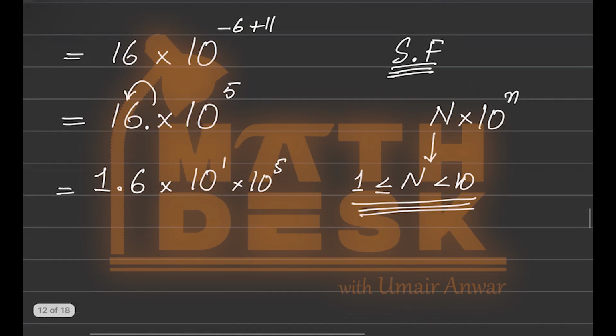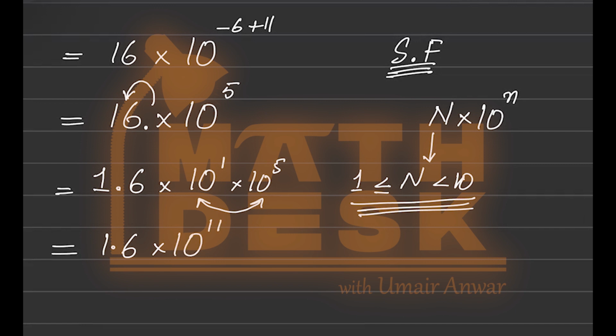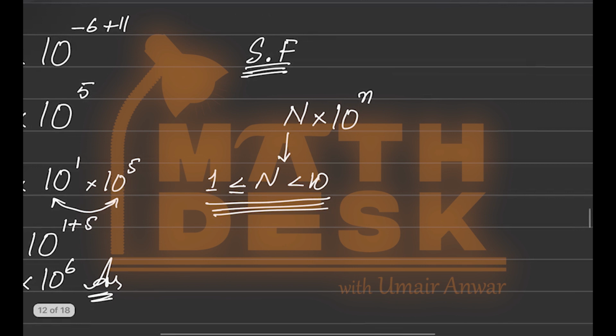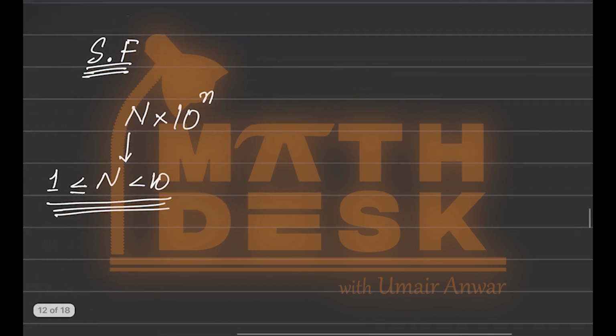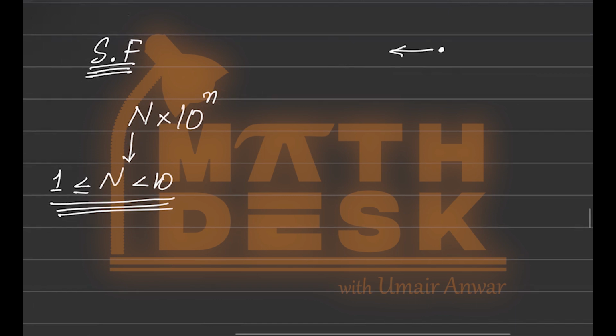And because of this, again, we have two same bases being multiplied, so their indices should be added. So it would become 1 plus 5, so it is equal to 10 raised to 6. This is the answer, which is in the standard form. Now, when we need to convert a number into standard form, we sometimes need to move the decimal to the left. And when we move the decimal to the left, we write the answer as a positive integer in the exponent.